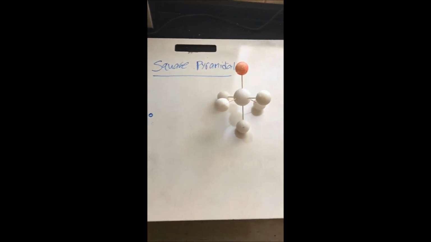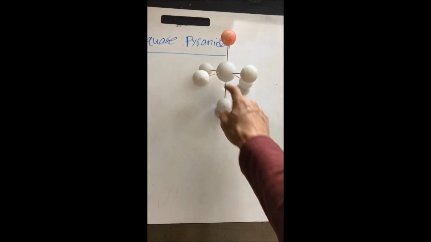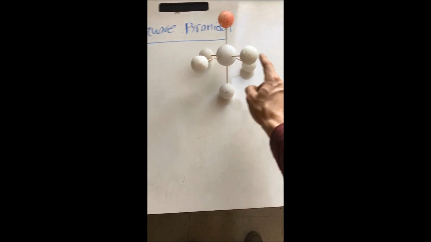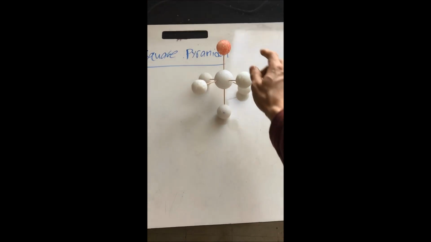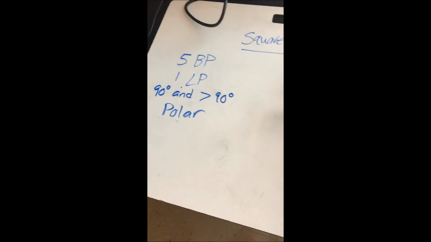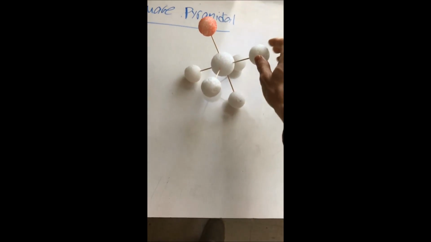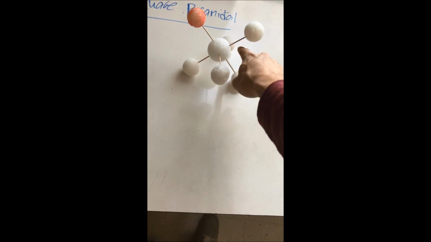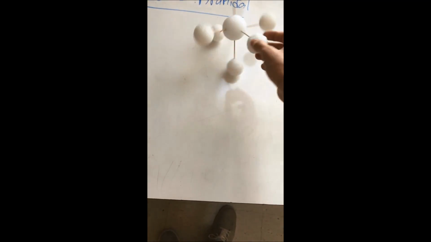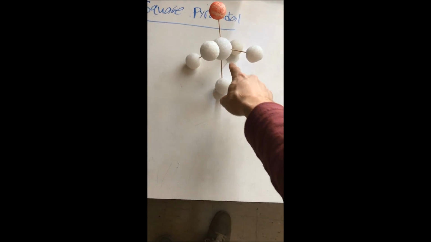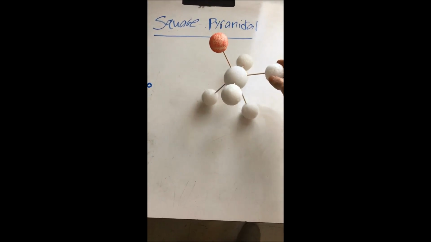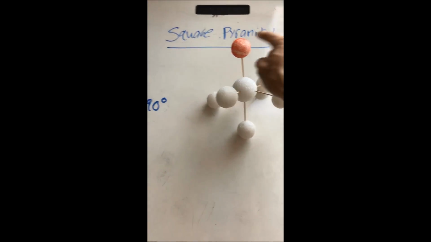This is the square pyramidal. It has 5 bonded pairs, so these 5 white bonded pairs right here, and it also has 1 lone pair, which is the red one right here. It has 90 degree angles and less than 90 degree angles. So the 90 degree angles will be right here as an example, and then a less than 90 degree angle will be right here. And there are less than 90 degree angles because of this 1 lone pair right here.